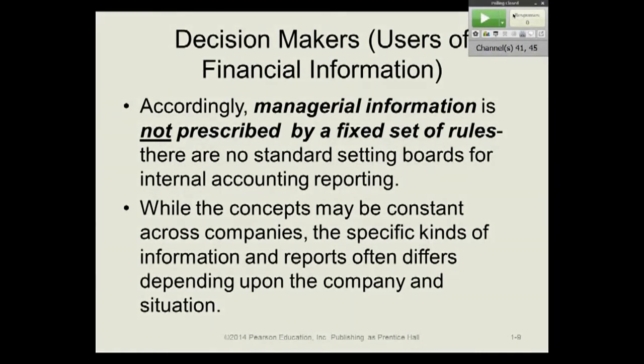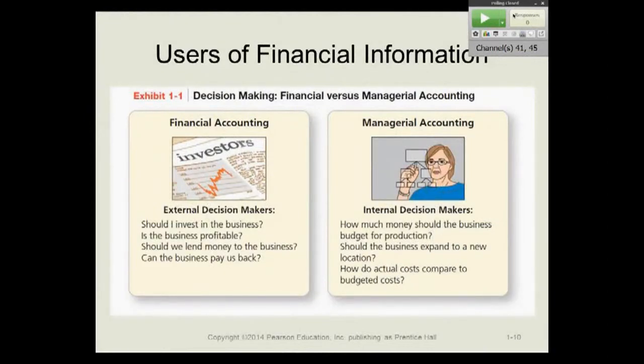So to summarize, this is coming from the book. To summarize, external users, financial accounting. For this course, we're going to issue general purpose financial statements. The general purpose financial statements are subject to a fixed set of rules, and these are the types of decisions you'd make. Is the business profitable? Should I buy the stock of Research in Motion, BlackBerry? Should I lend money to this company? General Motors was bankrupt. What happened to their stock? What happened to their debt? You'd find that out through the financial statements.